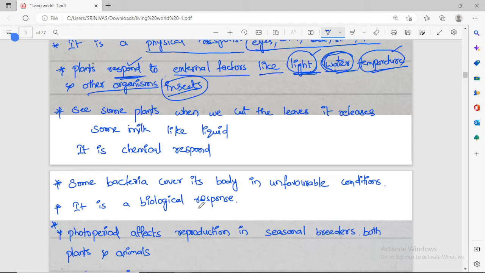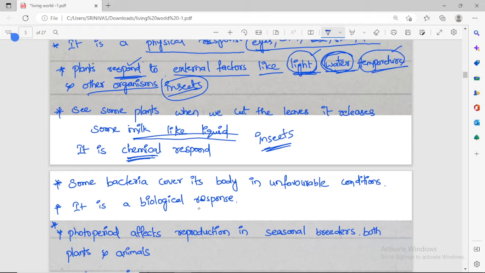In some plants, when we cut the leaves, it releases some milk-like liquid. It is a chemical. Why does it release it? It releases one chemical for the expulsion of insects. Okay, understood?